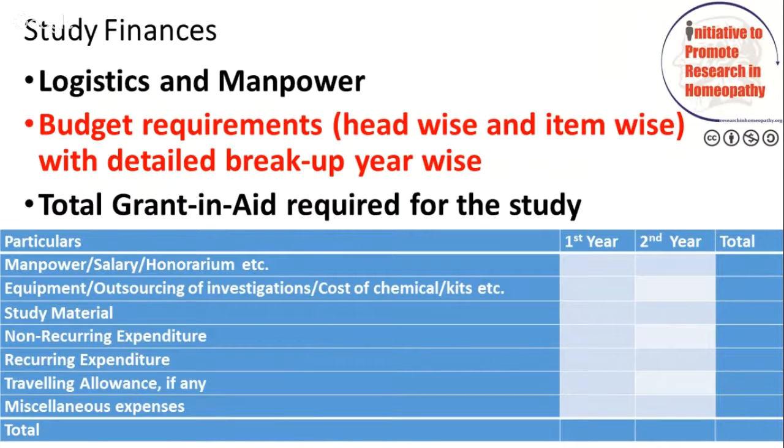For example, if we see this table, we have manpower, equipment, study material, non-recurring expenditure or recurring expenditure, travel allowance, or any expense. And on the right-hand side, we have first year expenses, second year expenses, and the total expenses. If you clearly define study finance headwise, it would be easier to track them, make an expense statement, and ask for the grants.